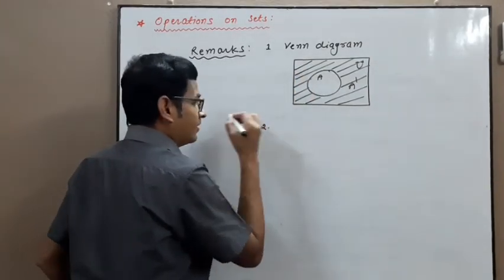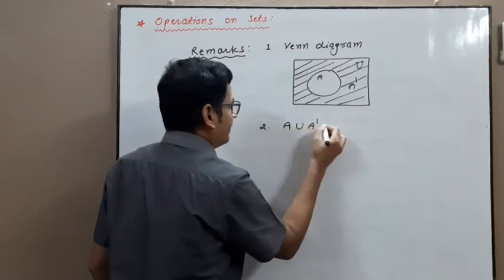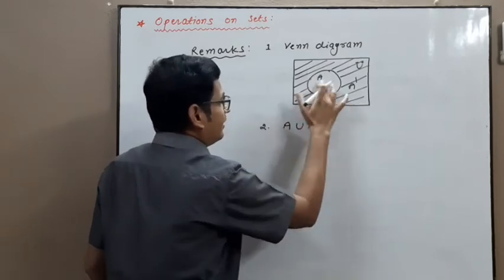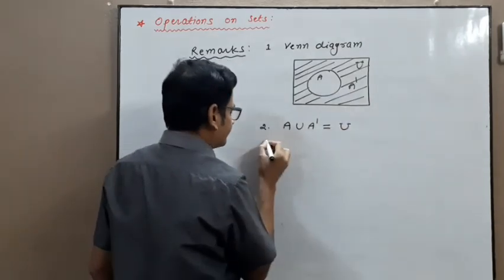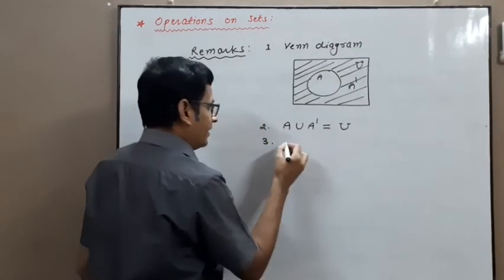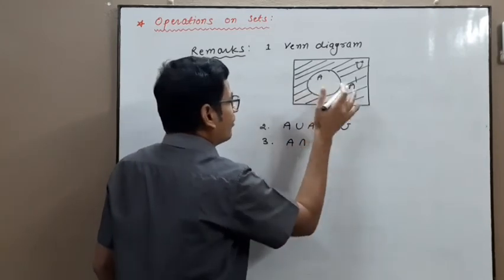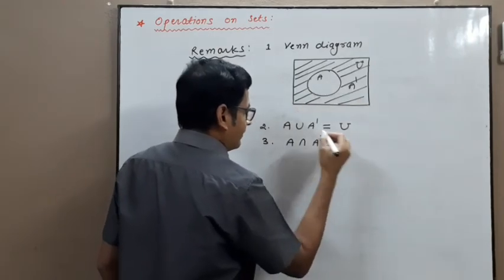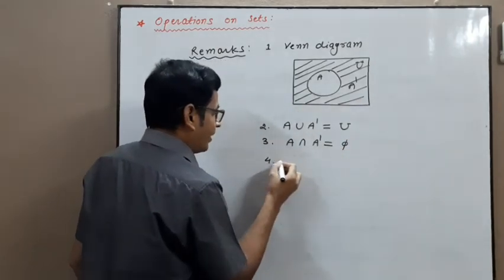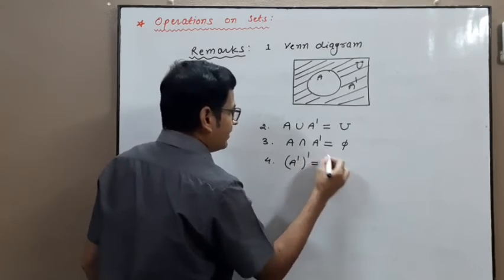Number 2. A union A complement: from this diagram, A union A complement is equal to the universal set. Third, A intersection A complement: there is no common element between A and A complement, so it is phi. Number 4, complement of A complement is equal to again A.